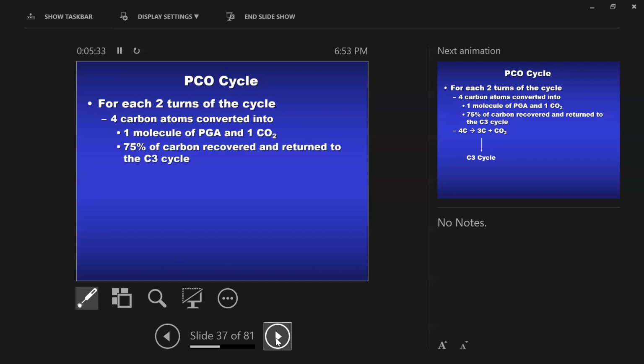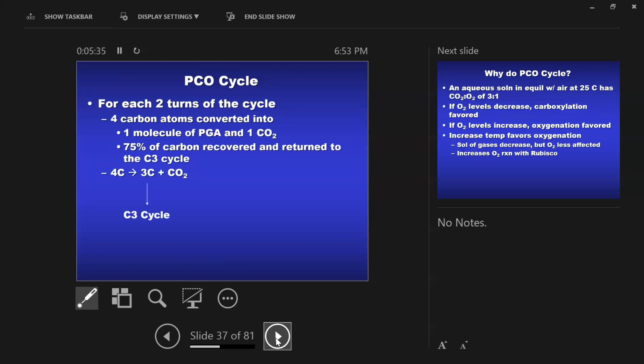And to summarize, this slide is summarizing what's going on with all of that. If you run it twice, that means you'll get essentially 4 carbons converted into 1 more PGA, but then we lose carbon in the form of CO2. But 75%, I guess it's better than nothing. Certainly better than 50%.